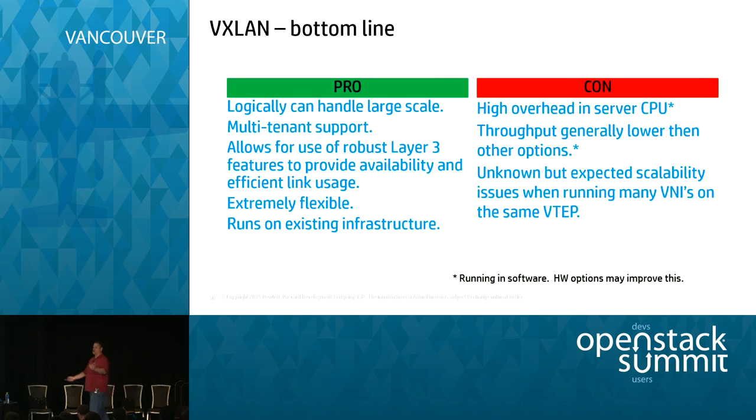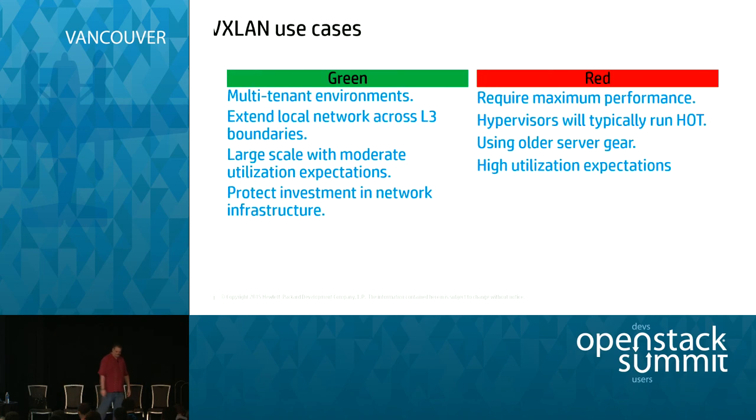Bottom line, it can handle large scale, 16 million VNIs, can't be wrong. Multi-tenant support, you can use your layer 3 goodies. It's extremely flexible and runs on existing infrastructure. The bad side: it generates some CPU overhead, and throughput's not max. We don't know the max scale problems yet, and that's one of the things I'm interested in: what happens when we've got lots of VNIs running on the same hypervisor? Will we have any extra problems with the VTEP? Use cases: multi-tenant environments, where we can extend across the boundaries.